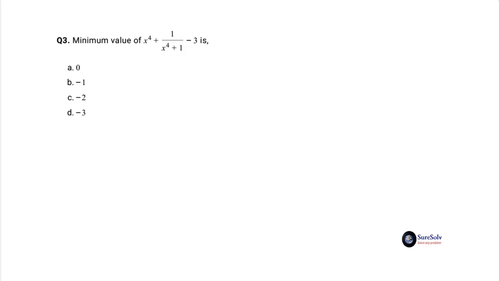Question 3 is, minimum value of x to the power 4 plus 1 by x to the power 4 plus 1 minus 3 is option A 0, option B minus 1, option C minus 2 and option D minus 3.